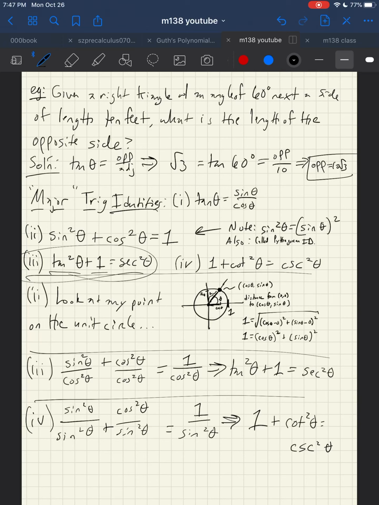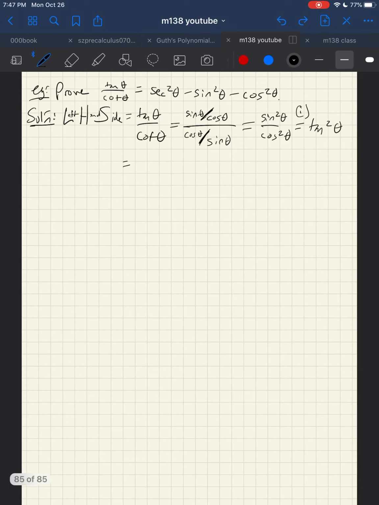Now what I've actually got is tangent squared plus 1 is secant squared. But what I can do is subtract 1 from both sides of this, and I'll get tangent squared theta is equal to secant squared theta minus 1. And that's what I'm going to do. So by identity number 3, tangent squared theta is secant squared theta minus 1.